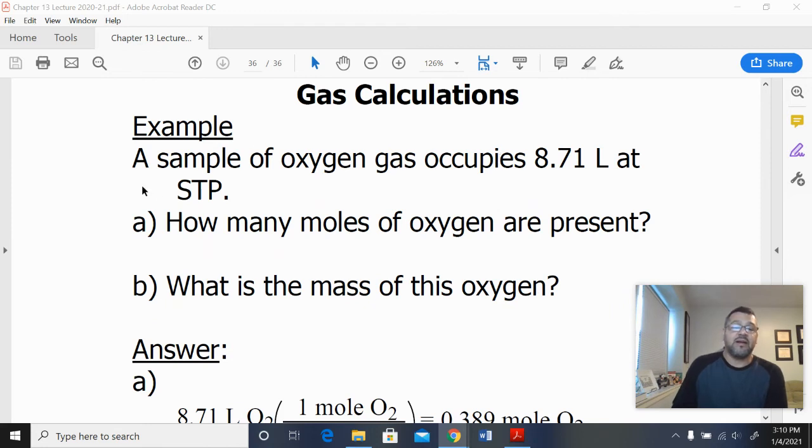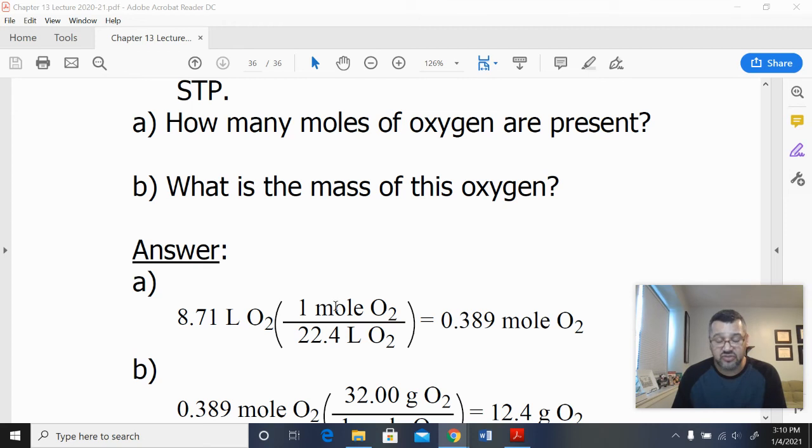So a sample of oxygen gas occupies 8.71 liters at STP. A, how many moles of oxygen are present? And B, what's the mass? Okay, so let's figure out the moles first. It's telling you it is at STP conditions. The molar volume at STP conditions is 22.4 liters per mole. So just like before, what you want goes on top, right? So you've got to flip it. So you have moles on top, volume on the bottom. Liters cancel, do the math, 0.389 moles of O2.